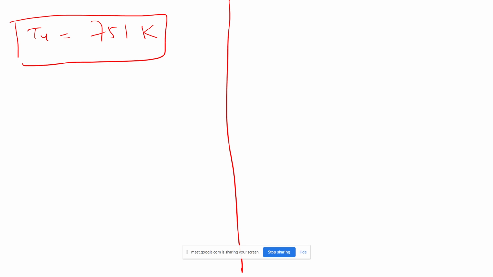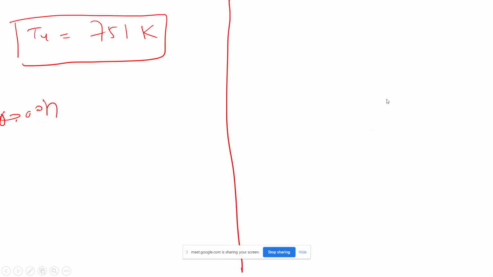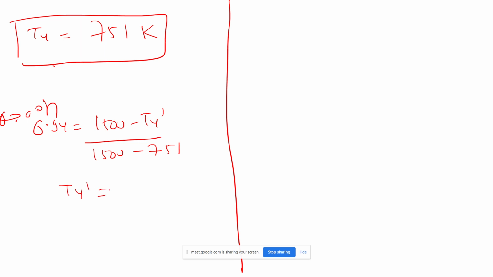Then we can put this value in the isentropic efficiency formula. What was that previously we have given, this 0.94. In this we put the temperature of T4 and we will get T4 dash. So 0.94 is equal to 1500 minus T4 dash divided by 1500 minus 751. Okay, so what is the T4 temperature you have got, can anyone tell me?